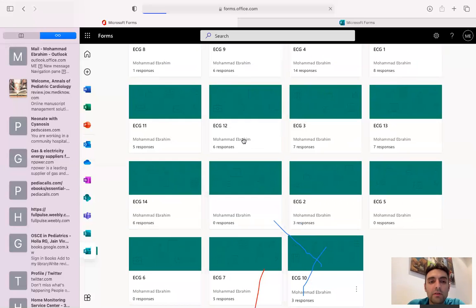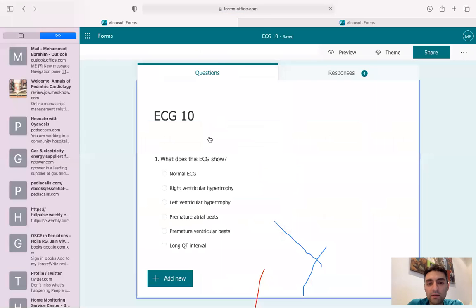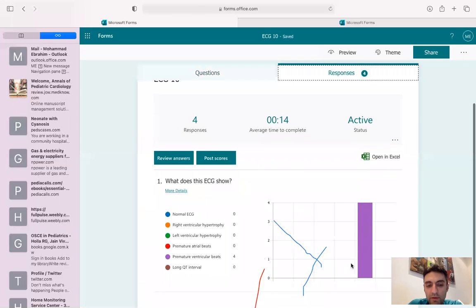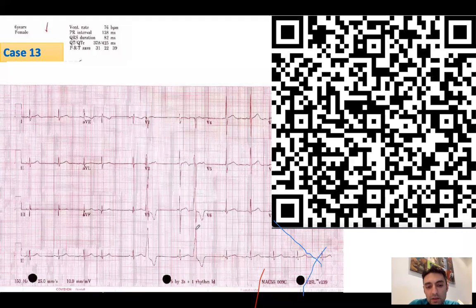Only 4 responses. I don't know why, but everyone said PVCs. Okay, excellent. So there is a wide QRS without a preceding P wave. The T wave is super clean. This T wave is identical to this T wave. It's not an atrial beat with aberrancy.